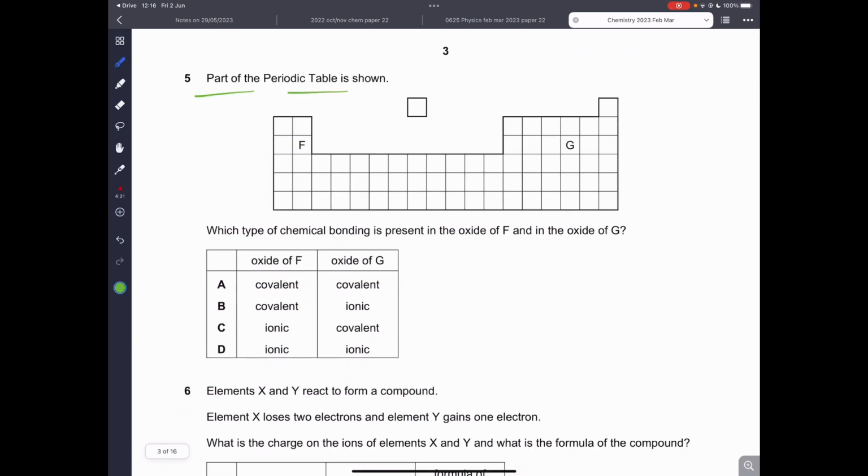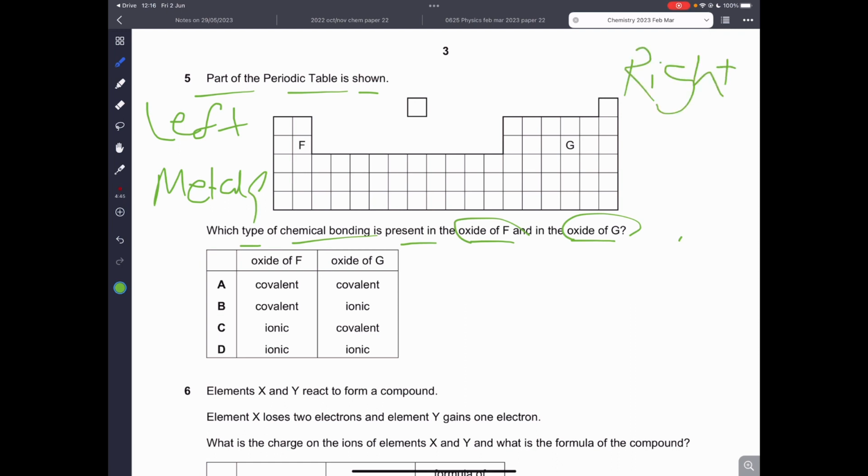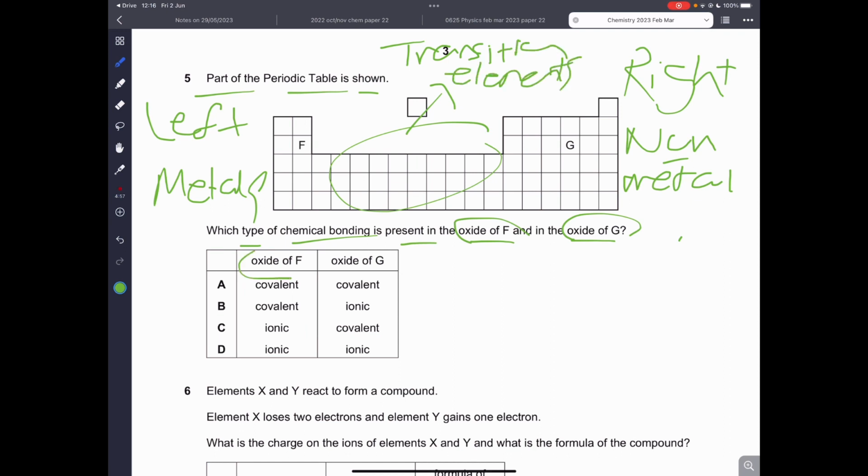Question number 5, part of the periodic table is shown. Which type of chemical bonding is present in the oxide of F and the oxide of G? Now remember, when we look at the periodic table, you have to know the left side contains metals, the right side contains the non-metals, and the middle contains transition elements. So the oxide of F is going to be a metal oxide. Metals form ionic compounds, while the oxide of G, which is a non-metal, can form a covalent compound. So C is the correct answer.